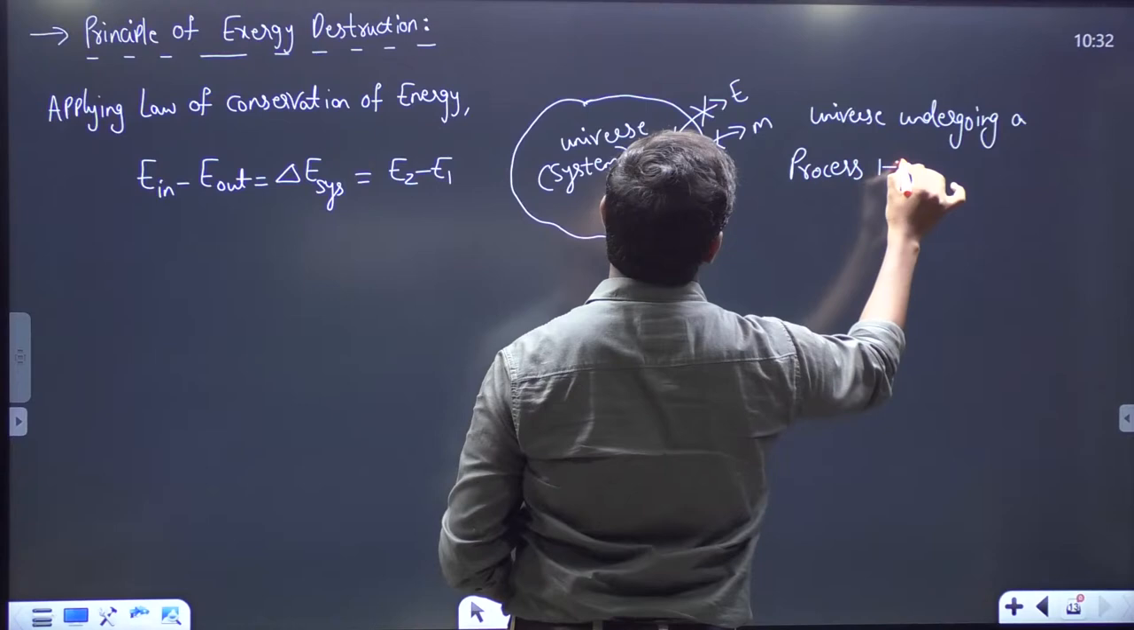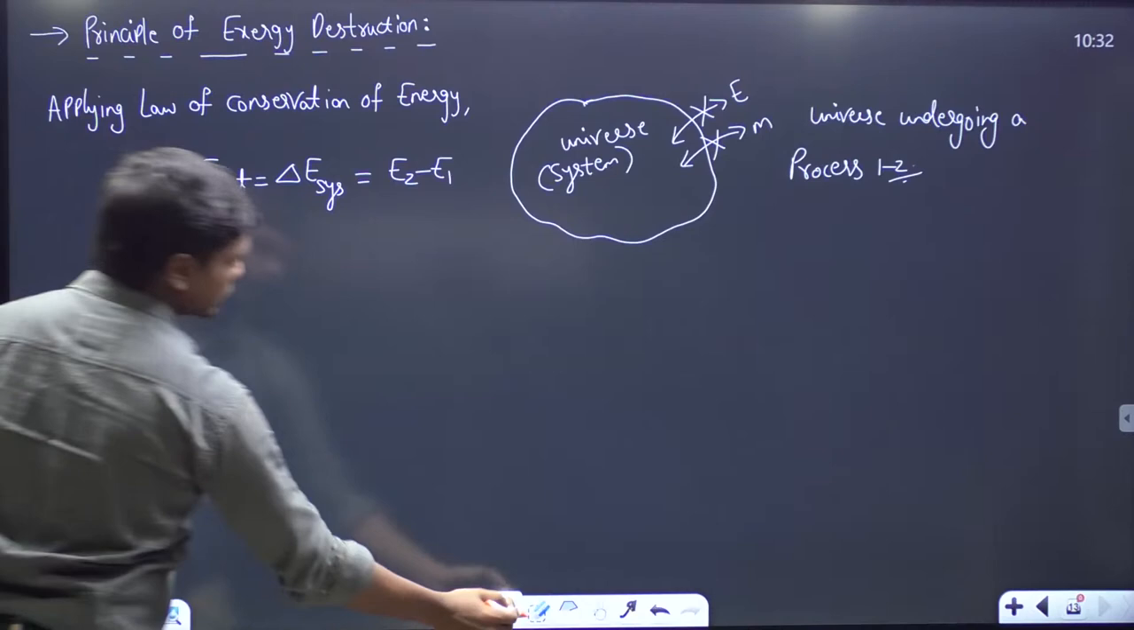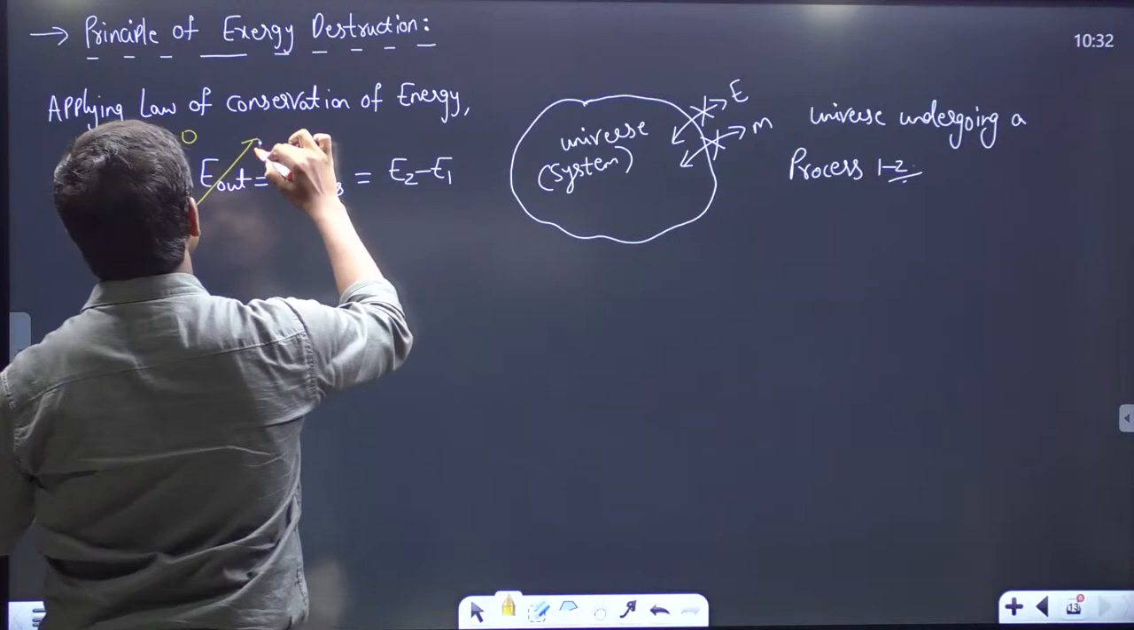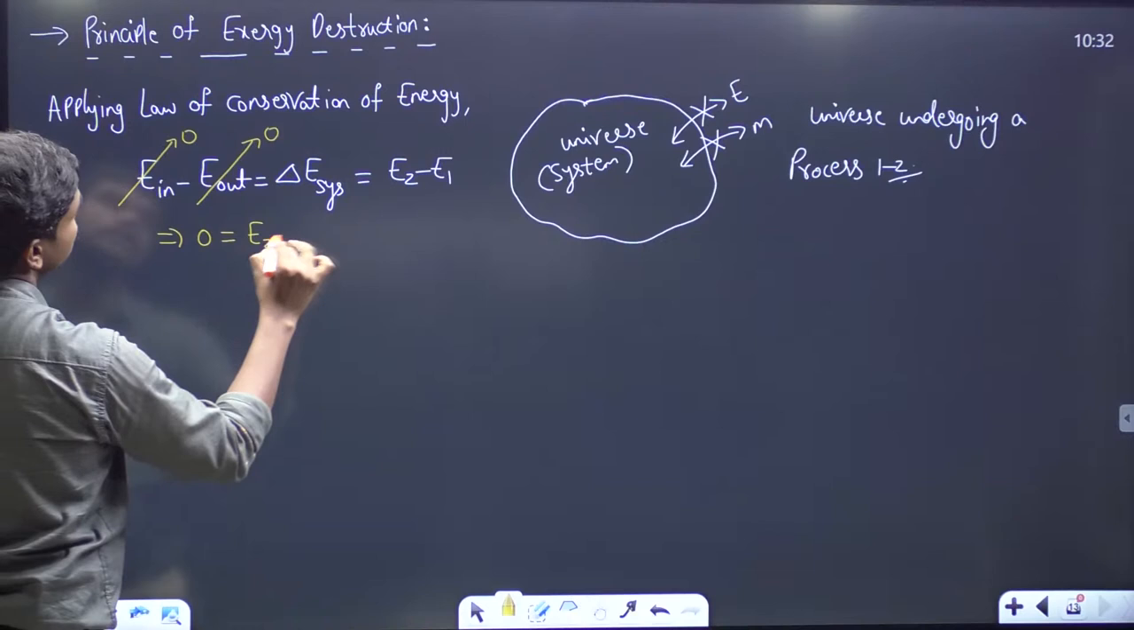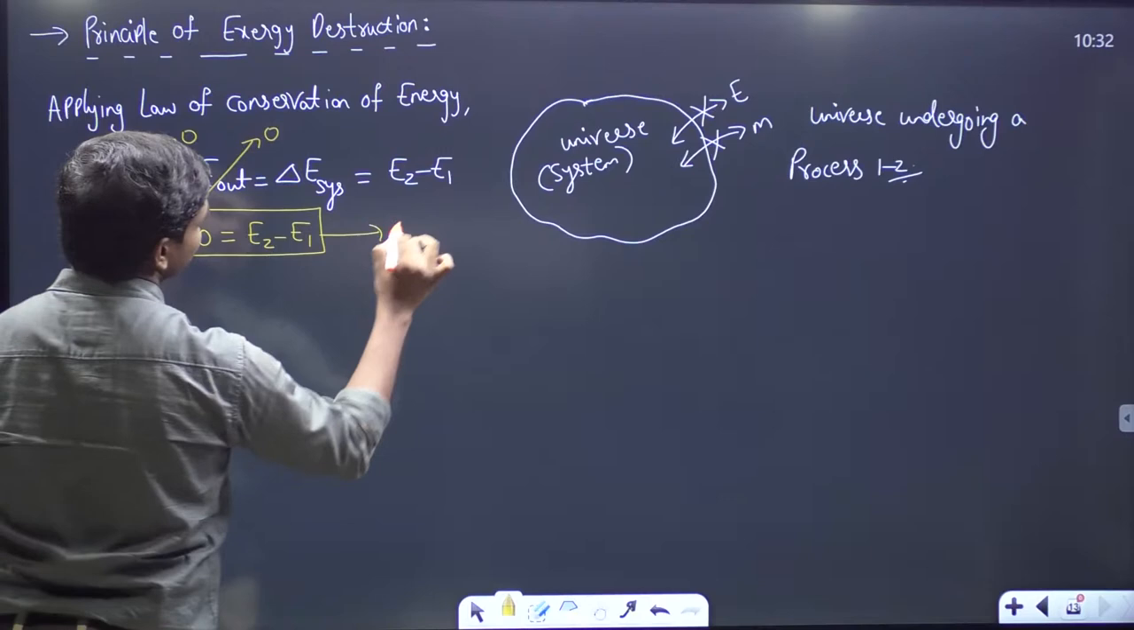So E2 minus E1, and of course for an isolated system you can't have any energy inlet, so this value is 0, and the energy outlet value is also equal to 0. So this implies 0 is equal to E2 minus E1. This is what you have. Let us call this the first equation. Next, let us write the entropy principle here.